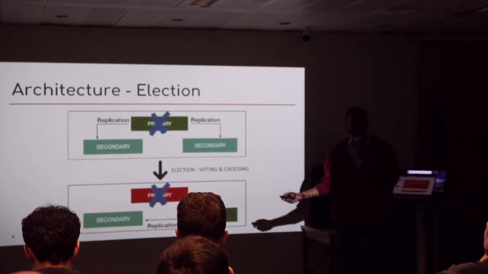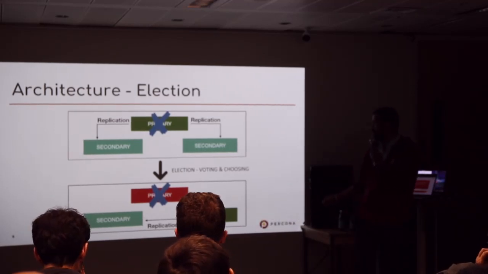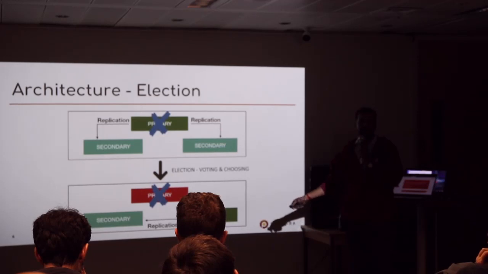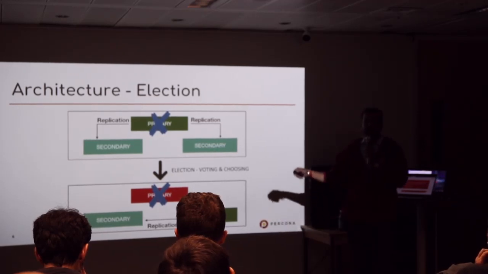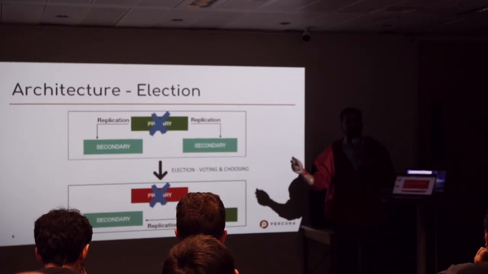So there is voting, an election goes on, and one of the secondaries becomes primary, which gets more votes than the other secondary. Okay, so here we use a concept called votes and another concept called priority.